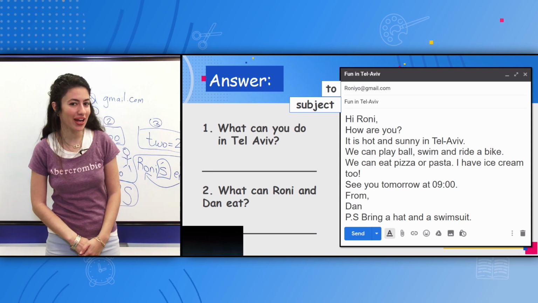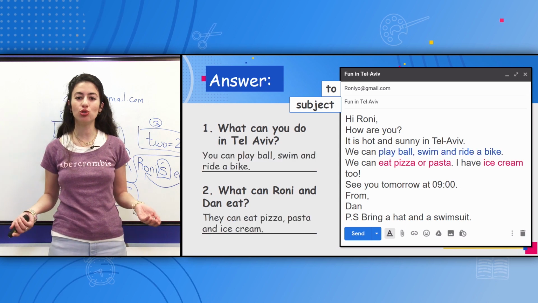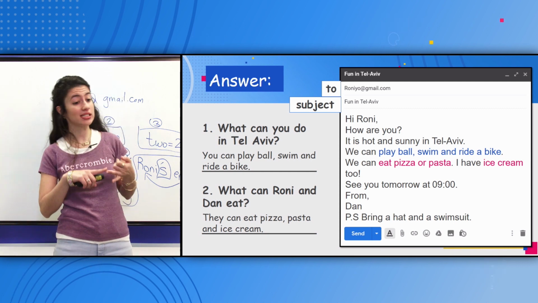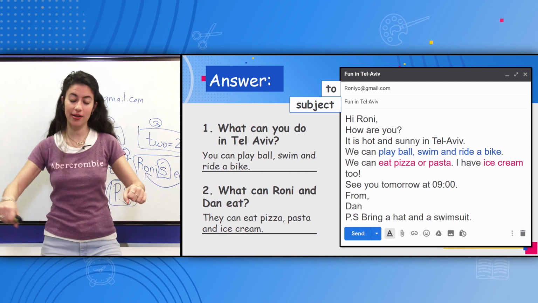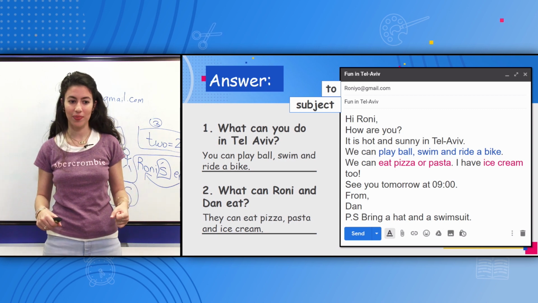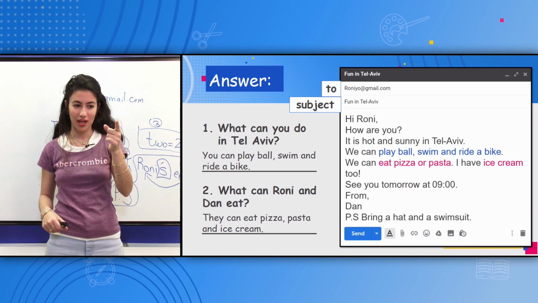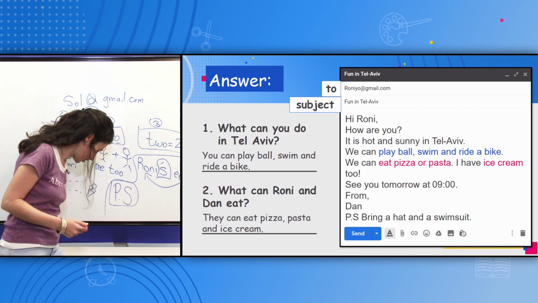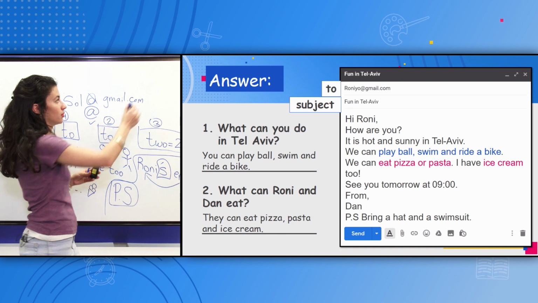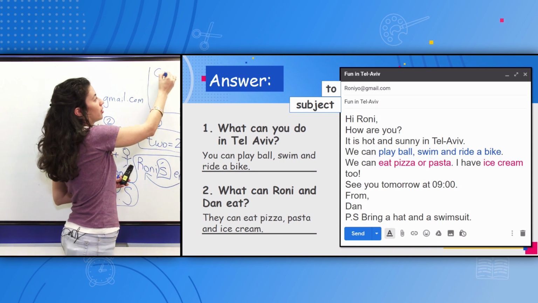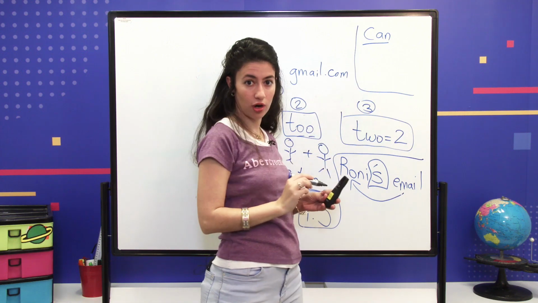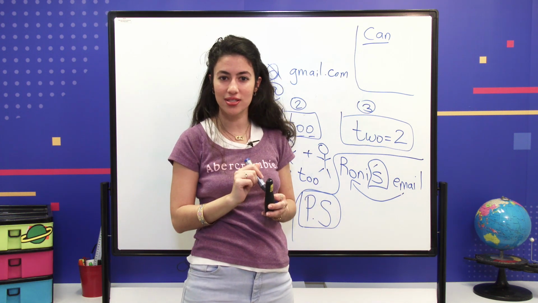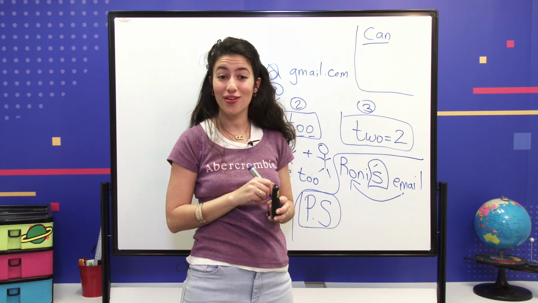Okay, let's check your answers. What can you do in Tel Aviv? You can play ball, swim, and ride a bike. That's right. Now, I want you to see in the question a word that you have there, look here, is the word can, right? So look for the word can in the text, and you can see it there.